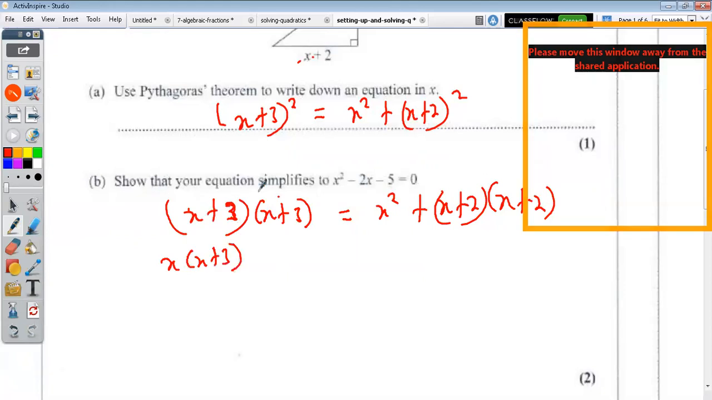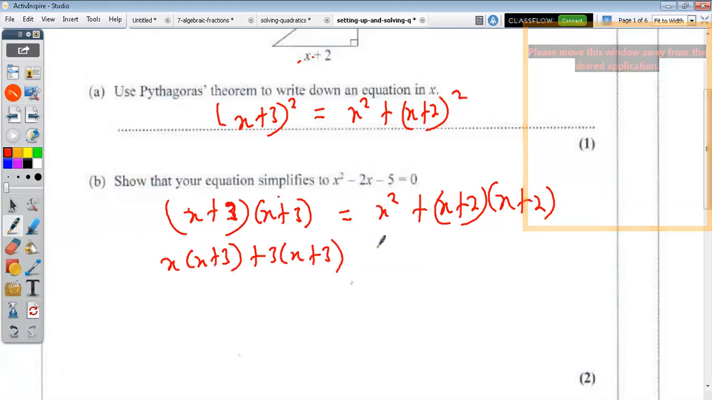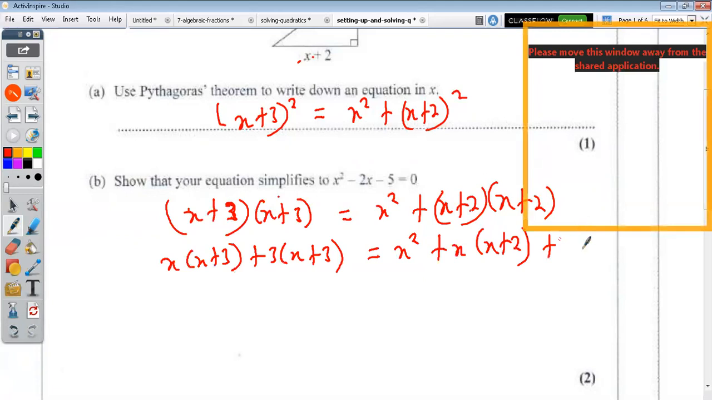Then plus 3 multiplies everything in this term. That's the slow step. If you are not yet good at expansion like this, write the equal sign so that you don't make mistakes. x squared, x multiplies everything in that term, so plus x brackets x plus 2. Then the plus 2 multiplies everything in that term, so plus 2 brackets x plus 2 like this.